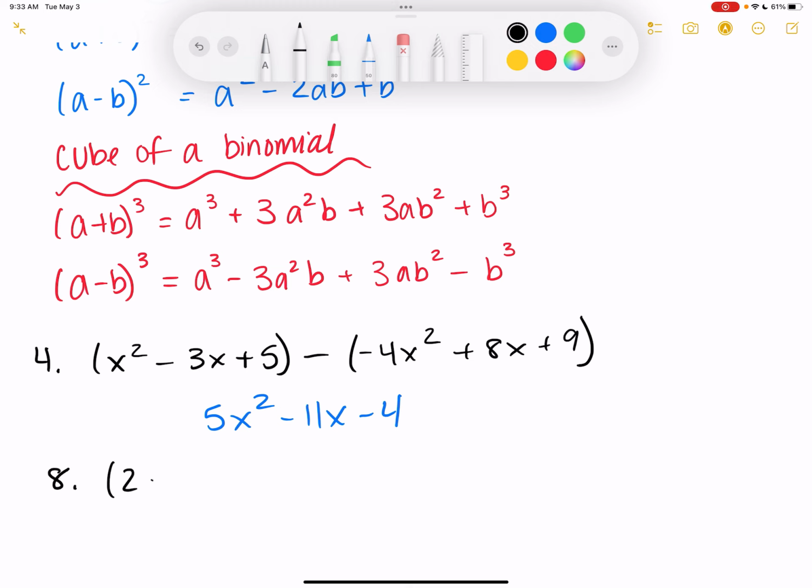Number 8. 2a squared minus 8, minus a cubed plus 4a squared minus 12a plus 4. Now, I want everything in standard form, so I want my variables in descending order. In that first set of parentheses, the biggest thing I have is a squared term. But in the second parentheses, I have a cubed term. So I'm going to make sure I write that cubed term first. Don't forget, you've got this minus sign here that's got to go on it. So it's going to be minus a cubed.